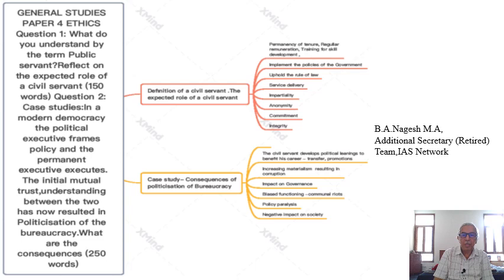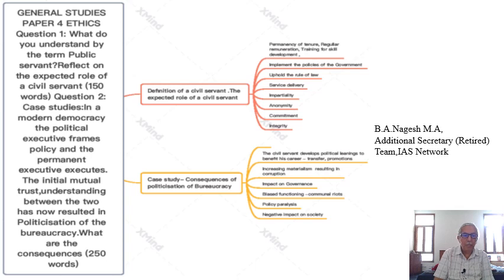Policy paralysis. By policy paralysis, I mean the civil service is expected to implement policy. In the absence of impartial functioning, in the absence of integrity, what would happen is there is policy paralysis. Policies cannot be implemented properly. With the result, the vulnerable groups suffer, the common man suffers due to policy paralysis.